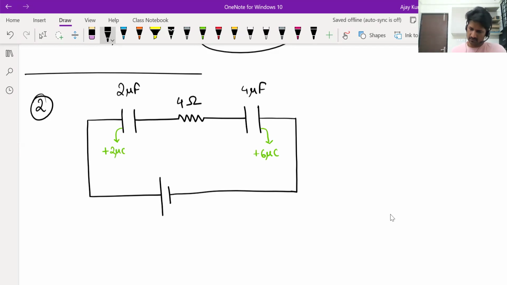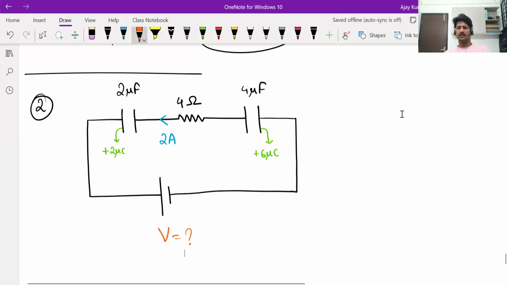Okay, charges are given, resistance is given. Current also you assume. Let's say current is flowing. Say 2 ampere current is flowing this way. Calculate the voltage of the battery. Solve this quickly.